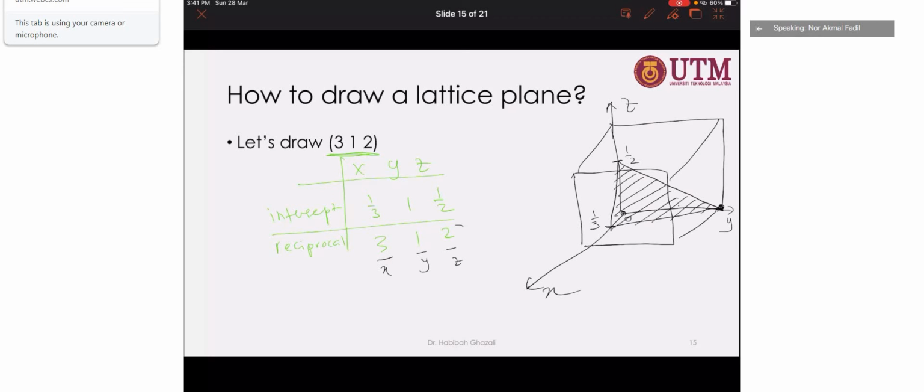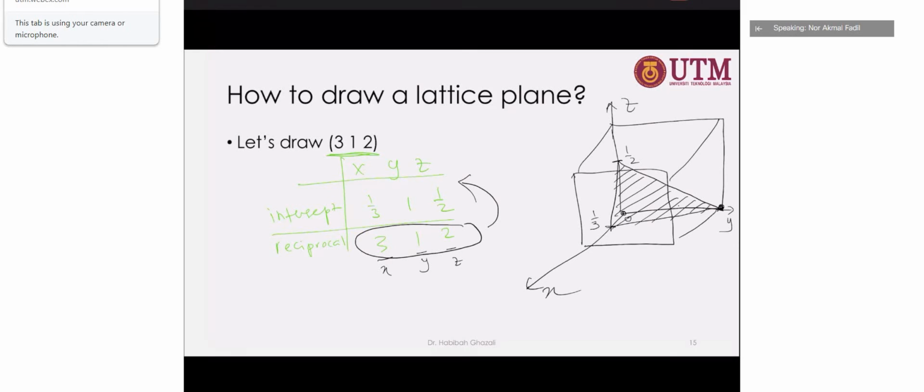So the method is, whatever the index given, you just do the reciprocal and directly obtain the intercept value. Any questions?